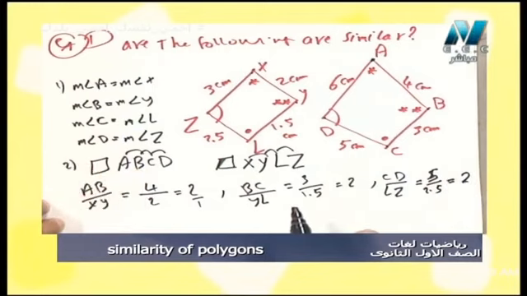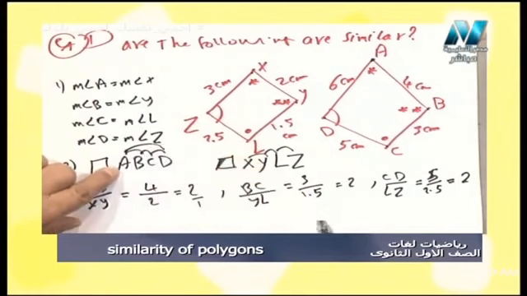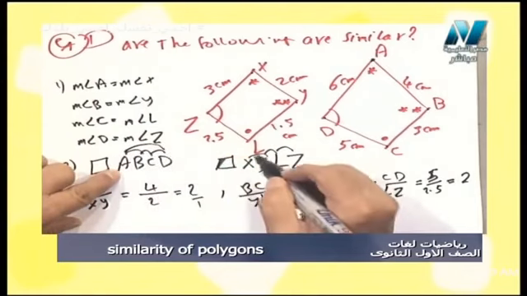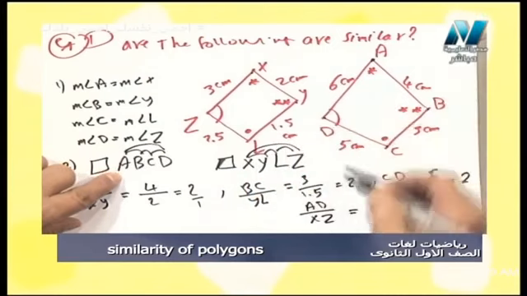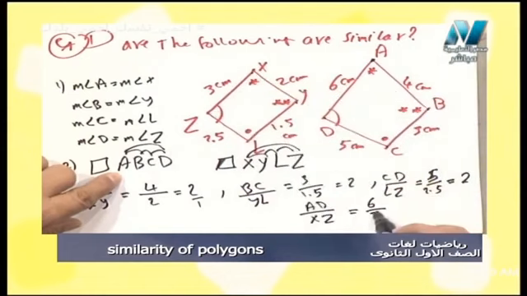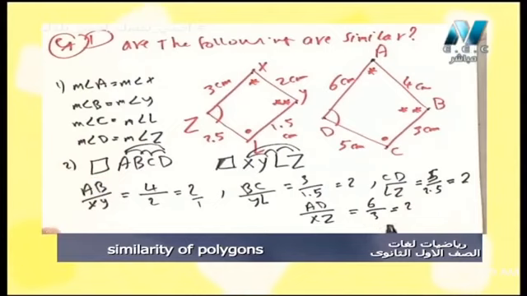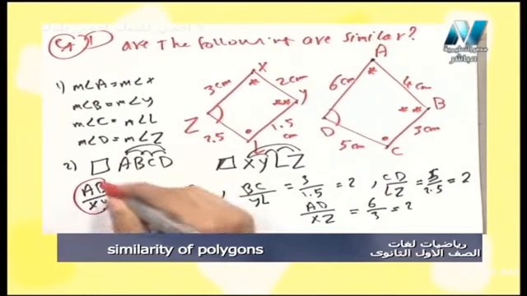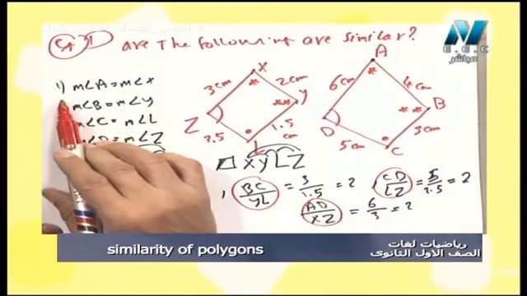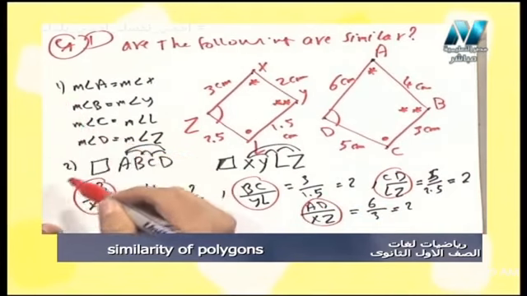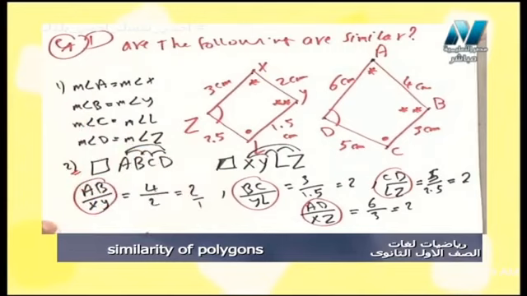Finally, AD over XZ. AD here is 6, XZ is 3, so it's 2. So we deduce that all these ratios are equal, so they are proportional. So we have the first condition, each two corresponding angles are equal in measure. The second condition also, each two corresponding sides are proportional. Proportion means that all of them equal the same ratio here.